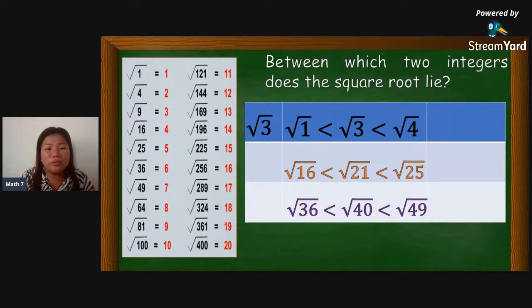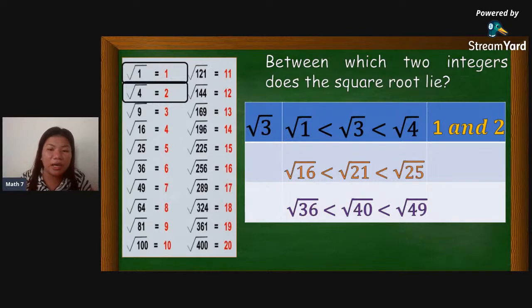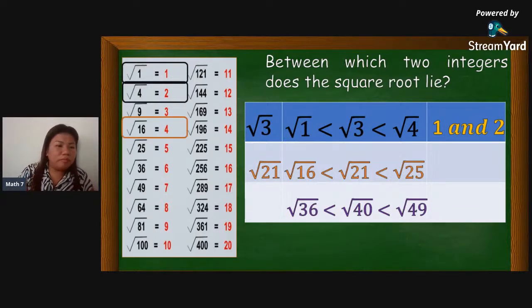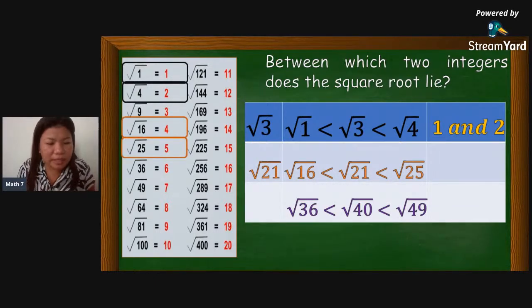Next one, square root of 3, nasa pagitan siya ng square root of 1 and square root of 4. Okay, so ang sagot natin dito, between siya ng 1 and 2. What about square root of 21? In between ng ano? Square root of 21. Pagitan ng anong number? Square root of 21.